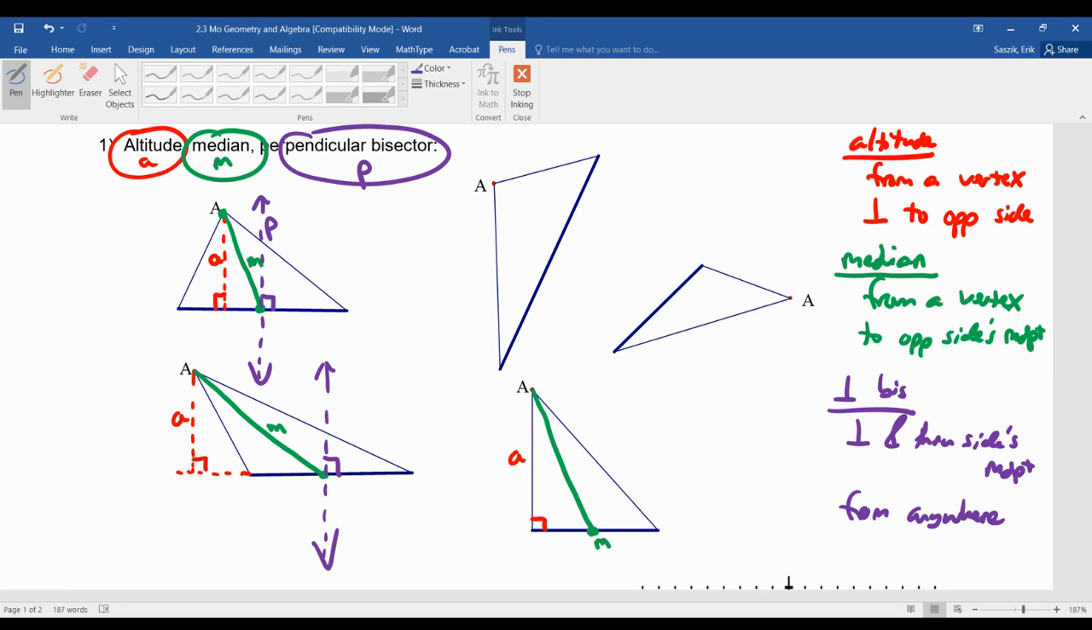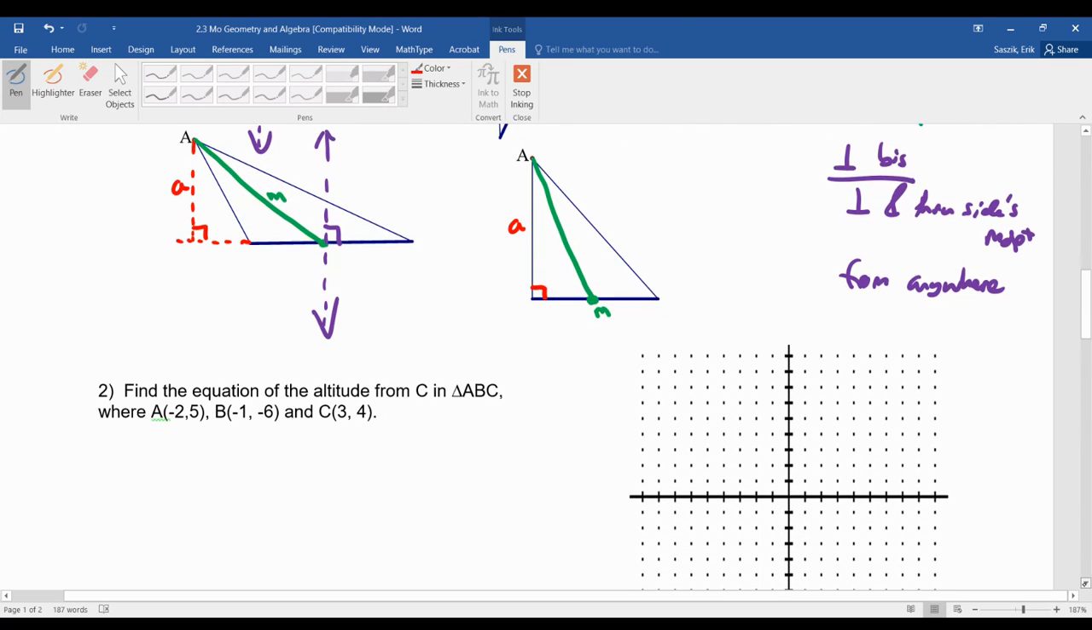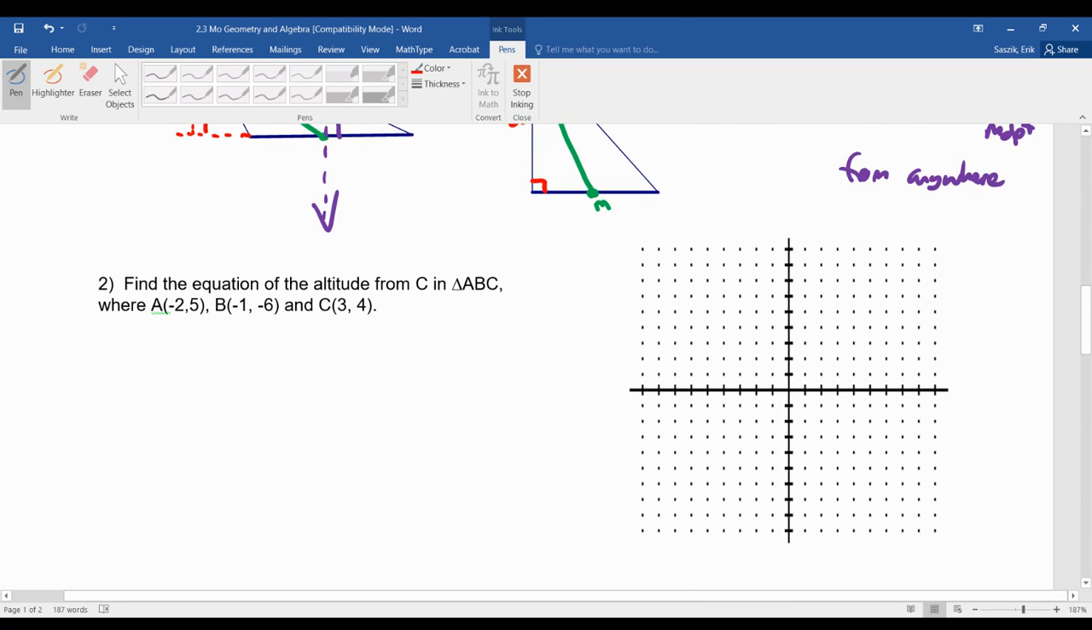Now, what we're going to be messing with is we're going to be doing equations of this stuff. So we're going to be applying this to coordinates, that sort of thing. Now, on number 2, I have a grid over here that you could sketch this out if you choose to help you create a visual. It's not necessary, if you really think about it. It says find the equation of the altitude from C. If the altitude is from C, it has to go to the opposite side. So that means it goes to AB, and it would have to be perpendicular to AB.